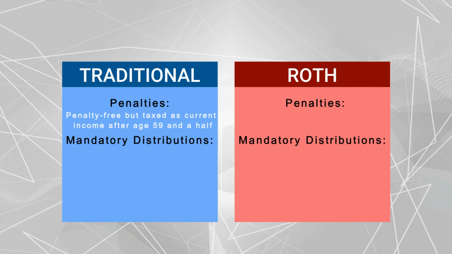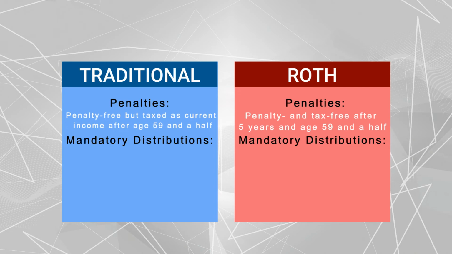With a Roth IRA, if you withdraw money after the age of 59 and a half, and you have had your Roth IRA open for at least 5 years, it is penalty-free and tax-free. Why is it tax-free? Because you contributed after-tax dollars and it wouldn't be right to be taxed twice.